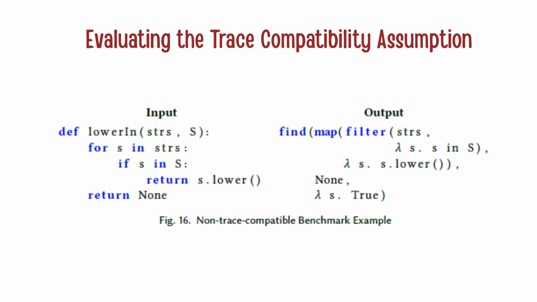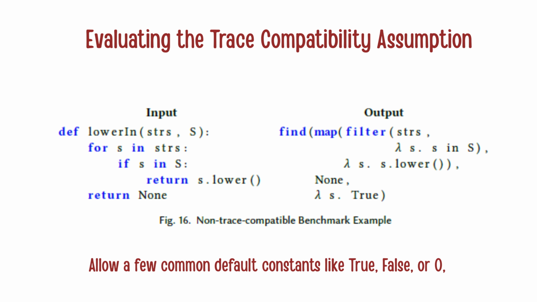One example involved a function that searched for the first matching string, converted it to lowercase, and returned it. The functional version used a predicate that always returned true inside a find operation. The constant true did not appear anywhere in the original imperative program, so this violated trace compatibility. However, the authors observed that if the assumption is slightly relaxed to allow a few common default constants like true, false, or 0, then even these 3 benchmarks become solvable. So in practice, the trace compatibility assumption is not a major limitation for this application.